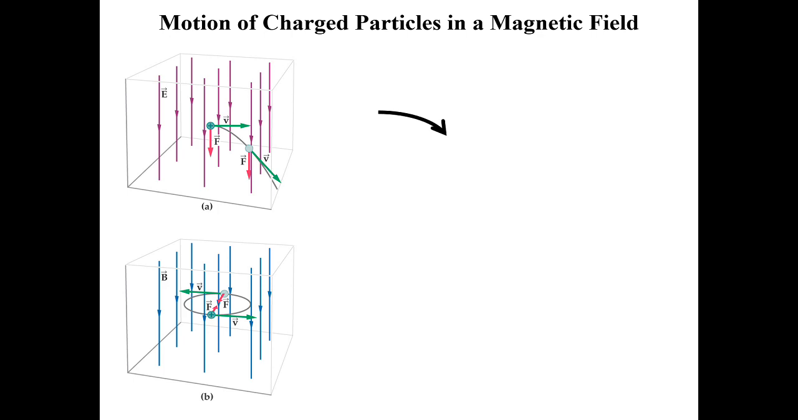We have a positively charged particle moving to the right with the magnetic field pointing down. As the particle moves to the right, we find the direction of the force using the right-hand rule. The velocity is pointing to the right, so our pointing finger points to the right. The magnetic field B is pointing down, so our middle finger points down, and that means our thumb then points into the page. So the force is into the screen.